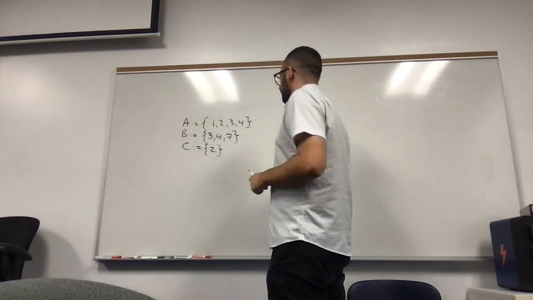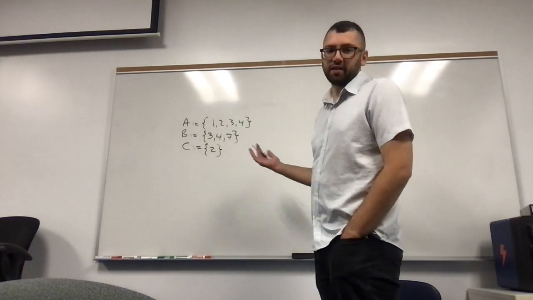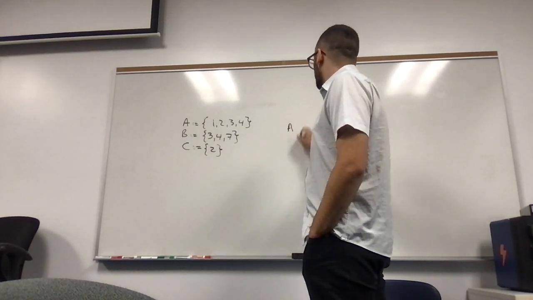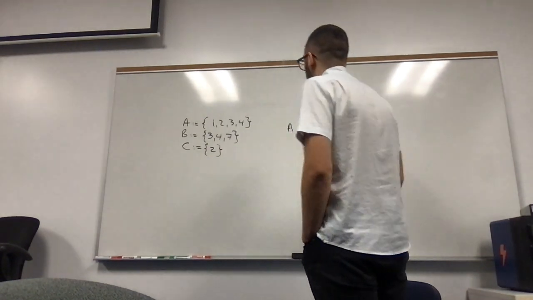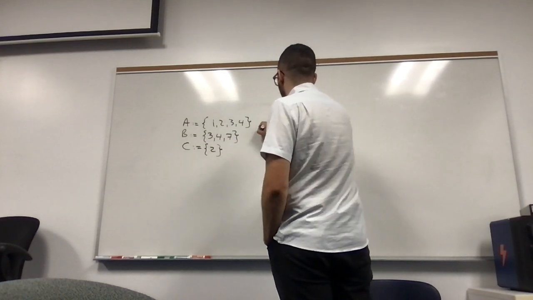Cool. Okay, so now let's talk about like some set operations. There are operations that go along with sets. One of them is that we can take intersections and unions. Okay, so what's an intersection? Let's start with that.